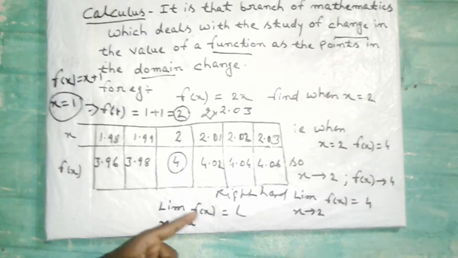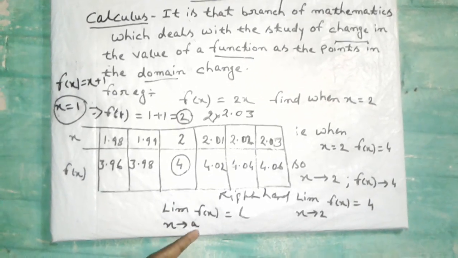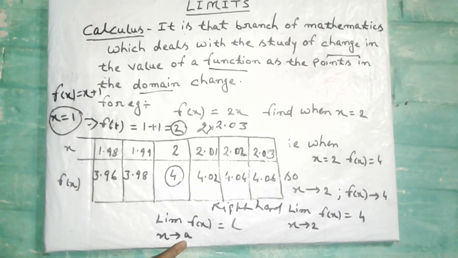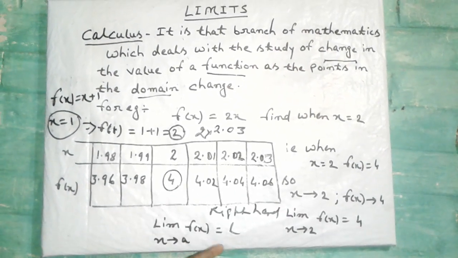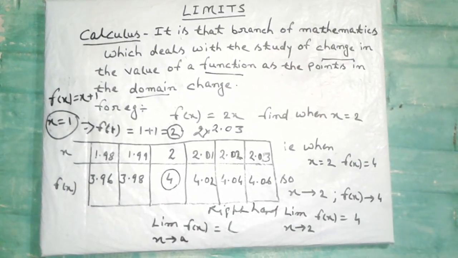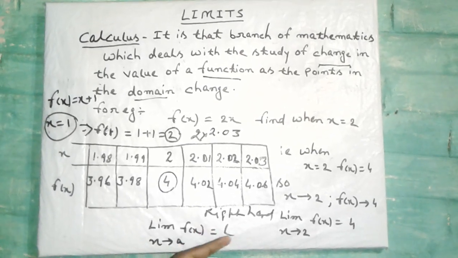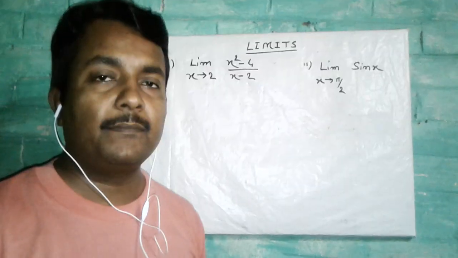The limit is represented in this form. Suppose we take x equal to a, that is x tends to a, f(x). Since here a is unknown, we don't know what value we will get. Here I got 4, but here I don't know what I will get, so I have written L. So we can say that when x tends to a, the limit of the function f(x) is L. So this is what a limit is.